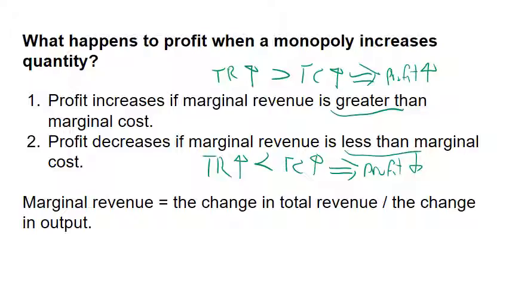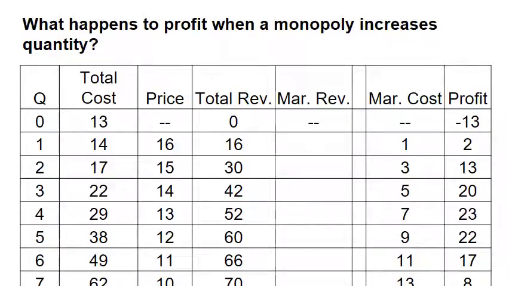We can illustrate this relationship by filling in some numbers in a table. Let's go back and look at the table we used earlier. Now, fill in some values. I've got quantity going from 0 to 7. You can barely see at the bottom, we'll be okay. We've got total cost going from 13 to 62.